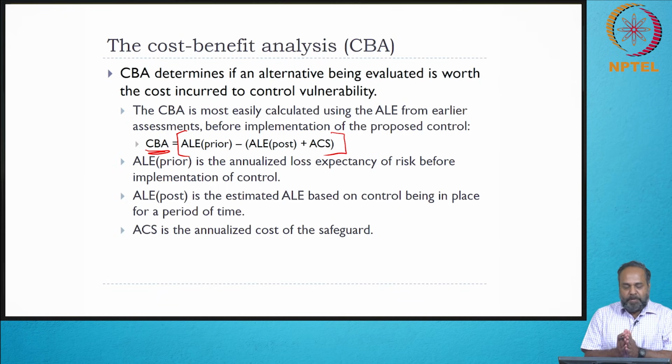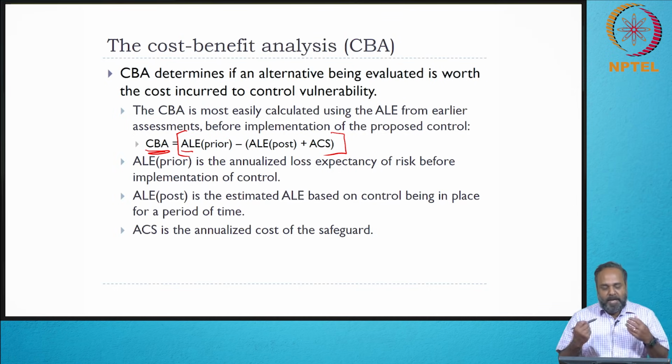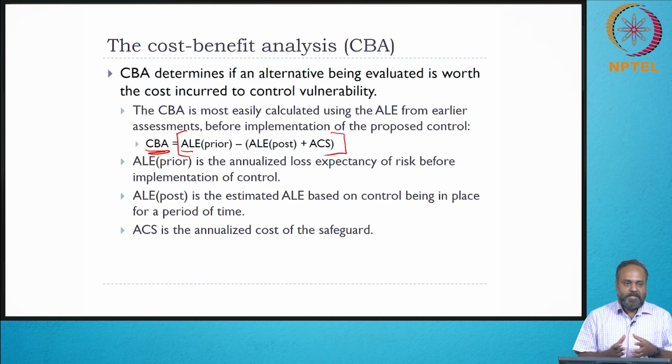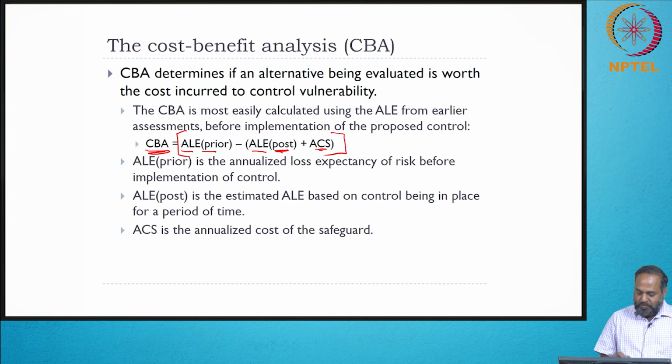Risk management experts have already done the risk assessment, and there is currently an annualized loss expectancy. Then the risk management team proposes that you invest in certain technologies, either for protection or mitigation. Post that investment you expect a different ALE, because now you have better protection or better systems in place. So, annualized loss expectancy post investment is ALE post. This is ALE prior, this is ALE post. Now, when you invest in a new system to improve your cyber security, you also incur a cost. That cost is ACS, the annualized cost of the safeguard, the cost for implementing the control.